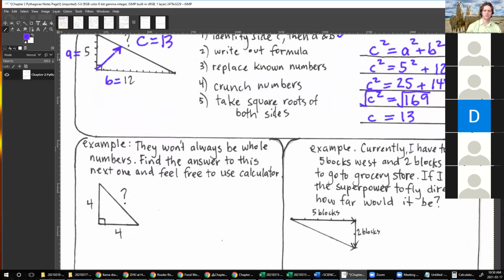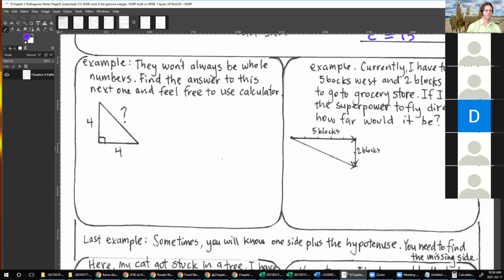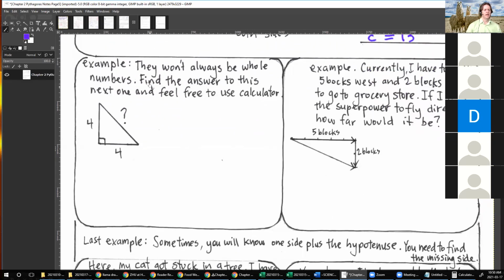Let's go to the next one. There's a couple more that I want to cover. Now, in this example, sometimes they're not always nice whole numbers. And this is where you're going to use a calculator because this is going to make more sense to you. Let's do this one. And this side is 4 and this side is 4. We don't know what this side is.